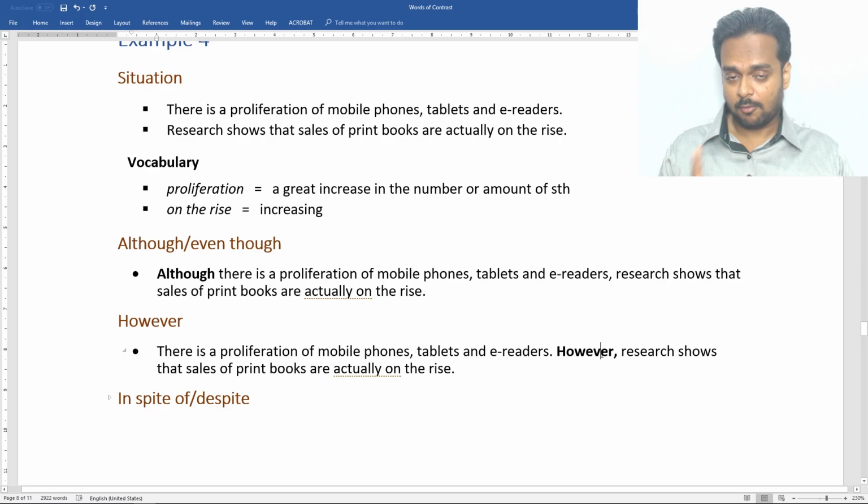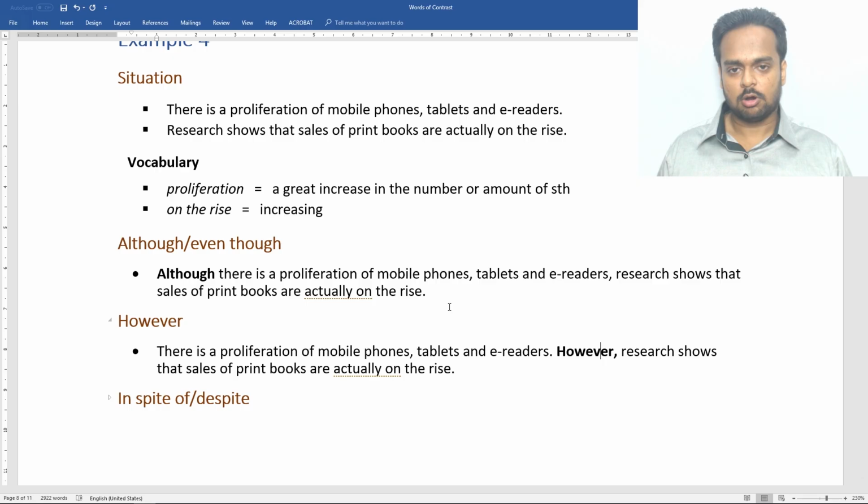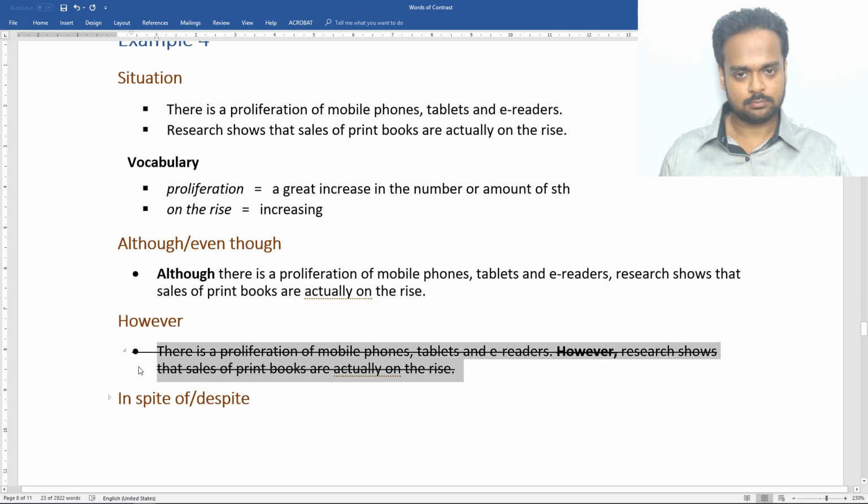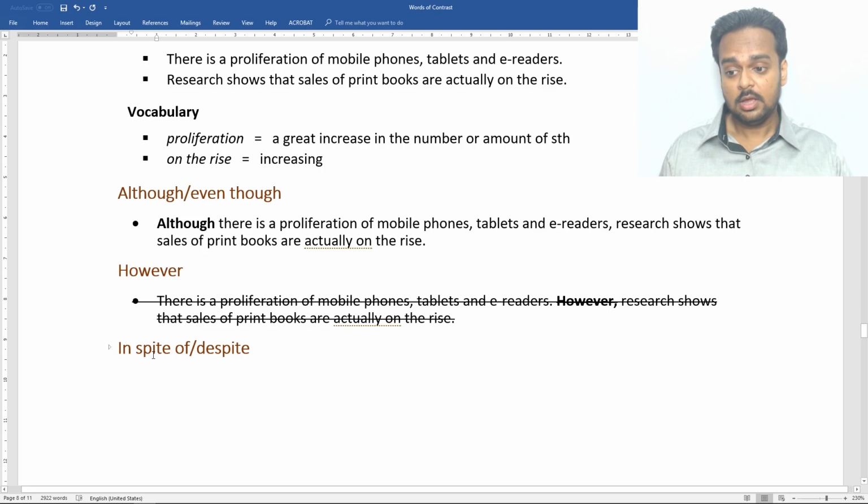But I actually have a problem with this here. Because notice this first clause. There is a proliferation of mobile phones, tablets, and e-readers. It sounds like we're announcing this to the reader as if they don't know this information already. So this doesn't sound very professional, and I'm going to strike it out. I wouldn't use this. The words in spite of and despite work very well.